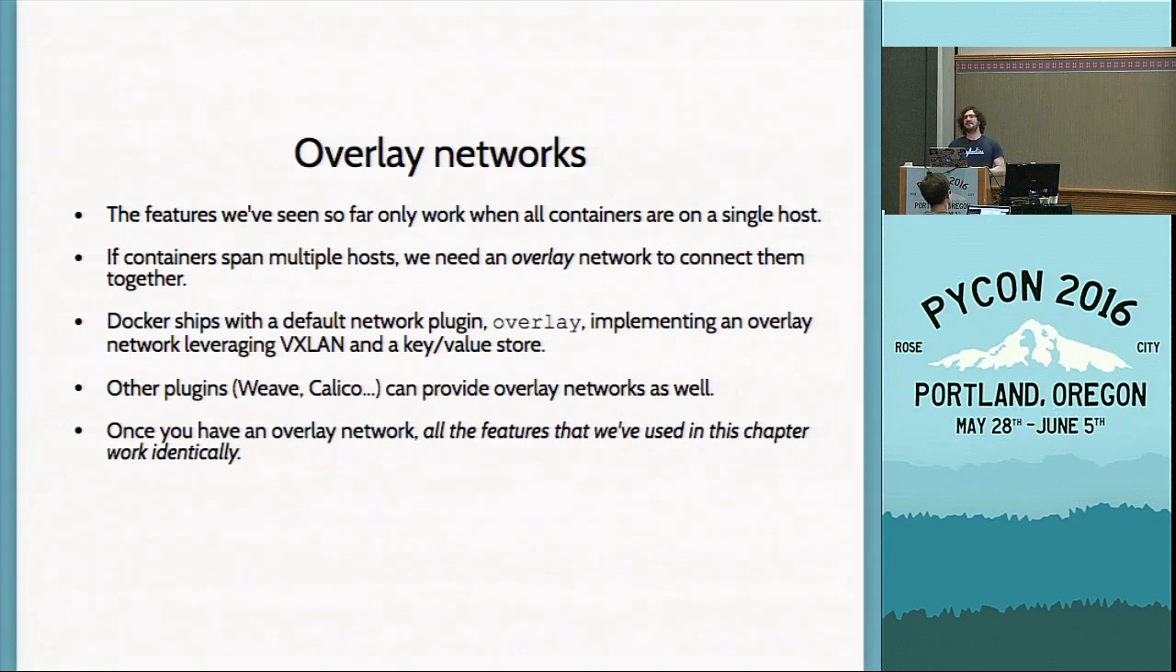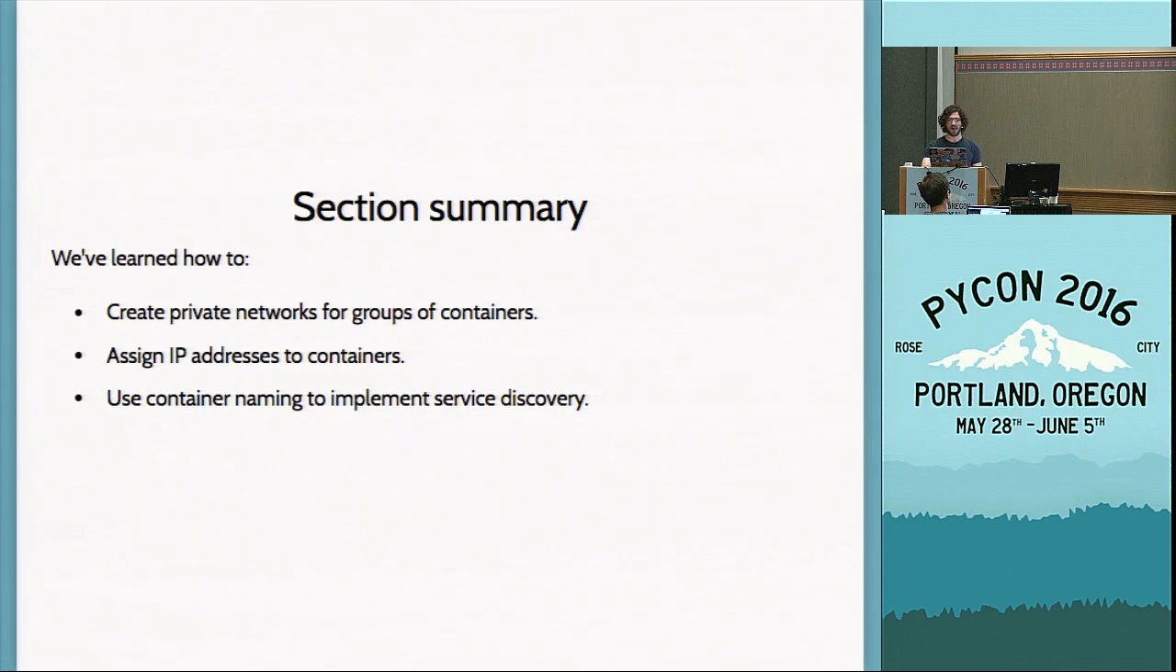So this mechanism, creating a network and placing containers on the network, works out of the box on a single machine. But if you deploy a key value store like Zookeeper, Consul, or etcd, you can set up an overlay network that will let containers talk to each other across multiple instances. And that's one of the things that will be covered in the advanced tutorial this afternoon.